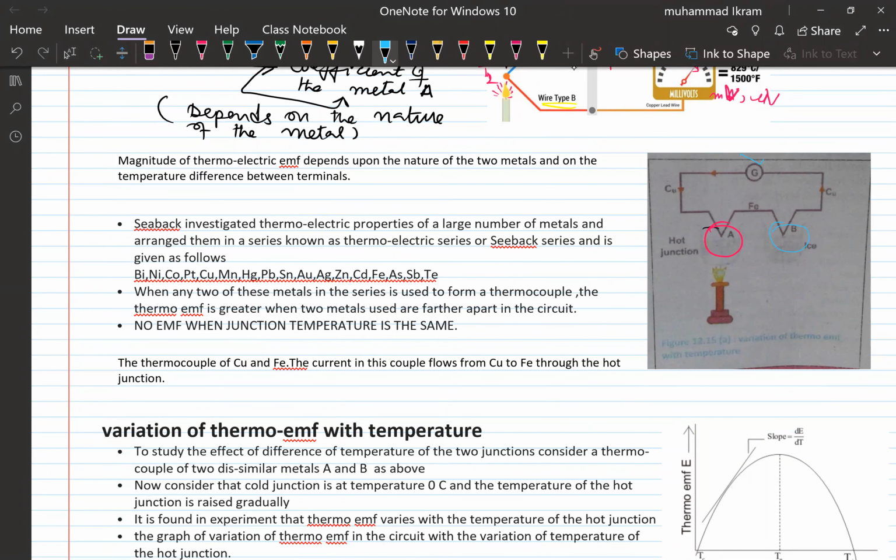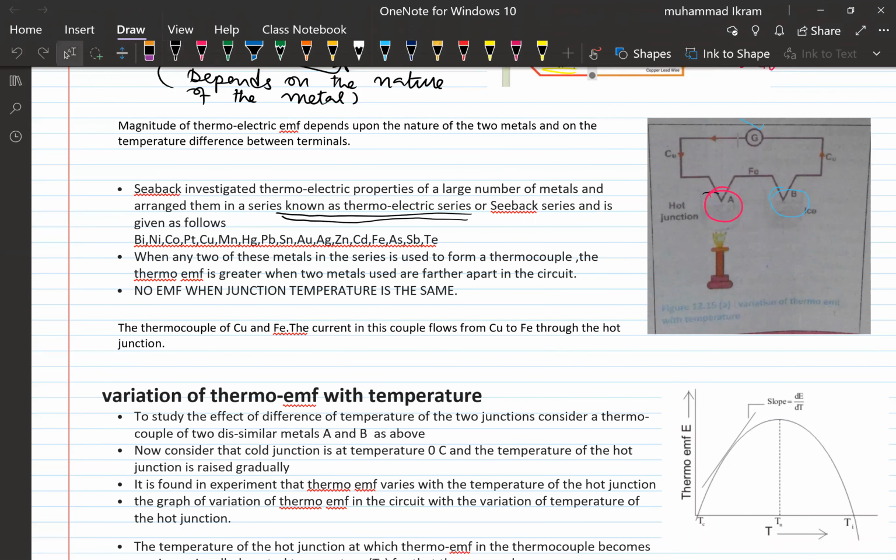Seebeck investigated the thermoelectric properties of a large number of metals and arranged them in a series known as the thermoelectric series. Please note this point, and I'm pretty sure that when you see this in your textbook, you will get disturbed. Why? Because there is no proper explanation of the series, and you will only find a sentence like this. If you refer to your book, it might be somewhere there. So the Seebeck series given below consists of these elements, just like a triboelectric series.